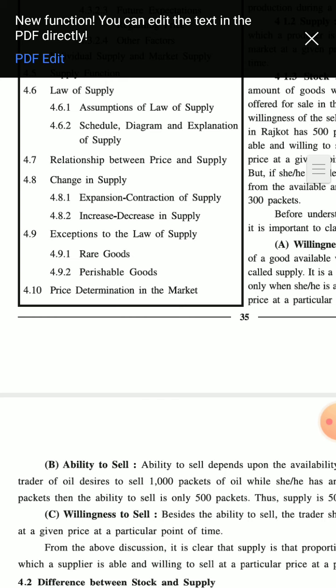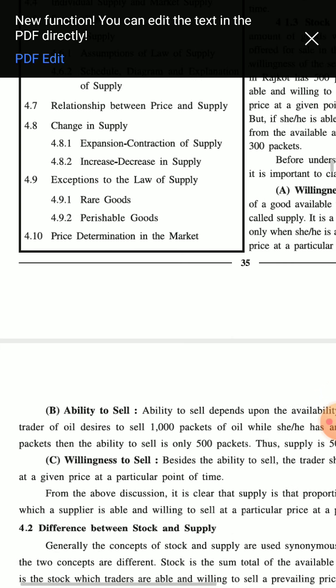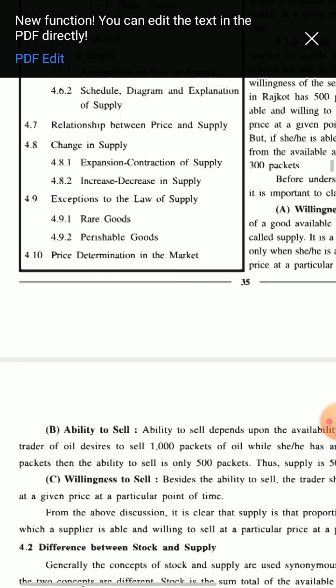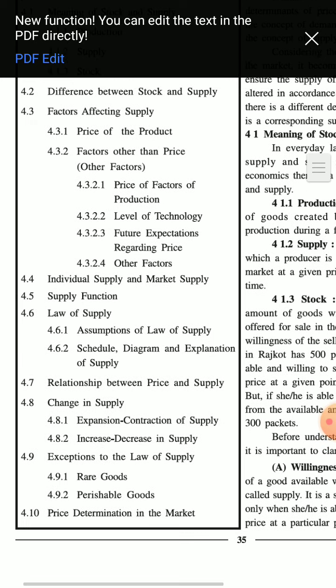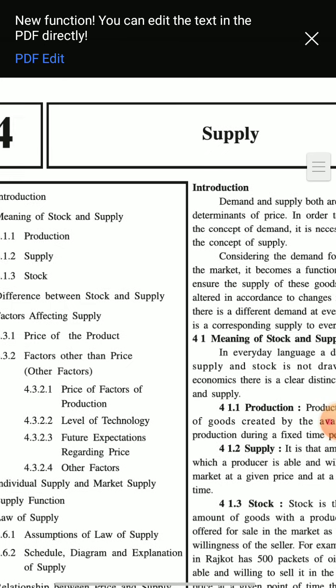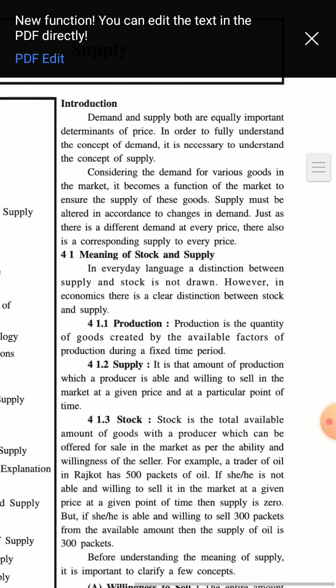And change in supply, expansion and contraction of supply, and increase and decrease in supply. You also saw expansion and contraction of demand; the same way here also. And exceptions to the law of supply; certain exceptions took place in the law of demand, and in the same way there are exceptions to the law of supply. Then price determination in the market, how the prices are decided in the market. These are what you are going to see in this fourth chapter, supply, from your textbook.